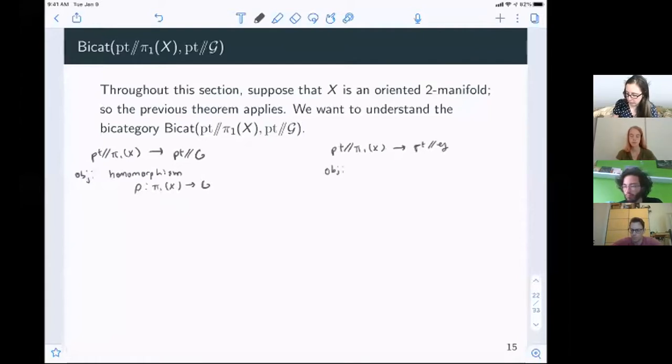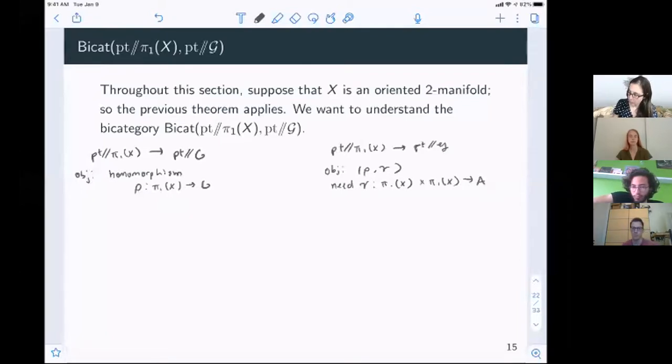Our objects are now going to be pairs of a rho and a gamma. So the rho is as in the one-dimensional case. And then we need to lift that rho to point mod G. So we also need this gamma from pi 1x cross pi 1x to A.